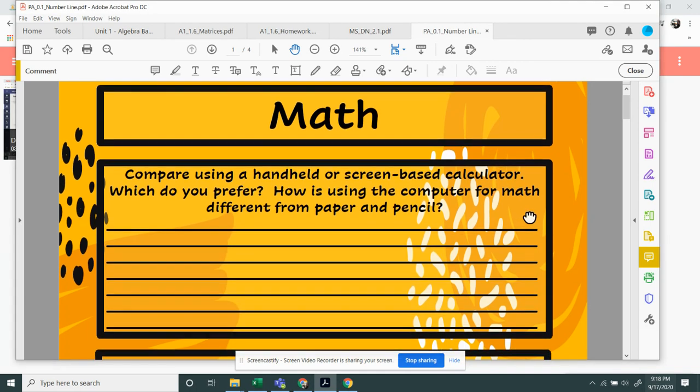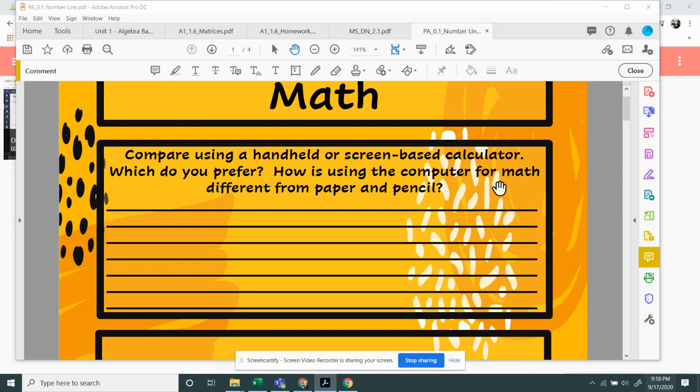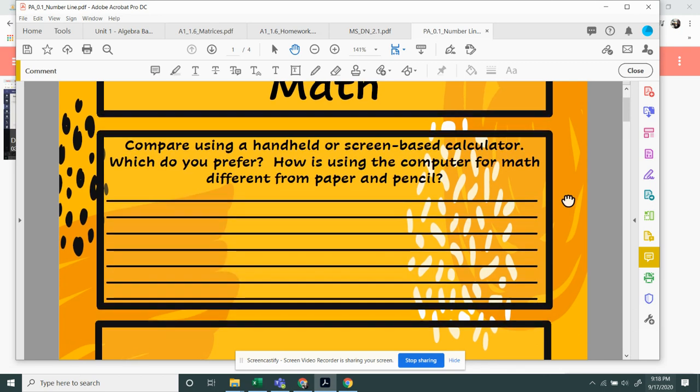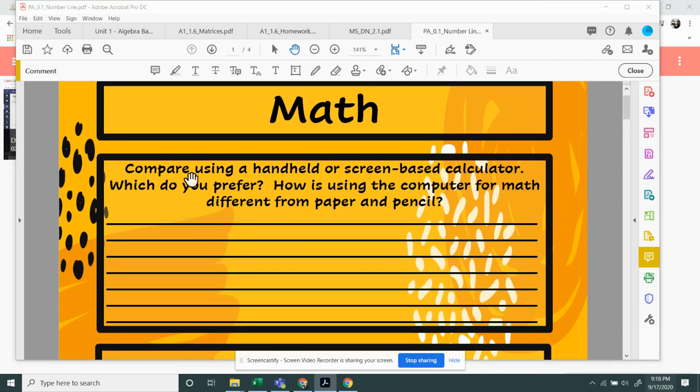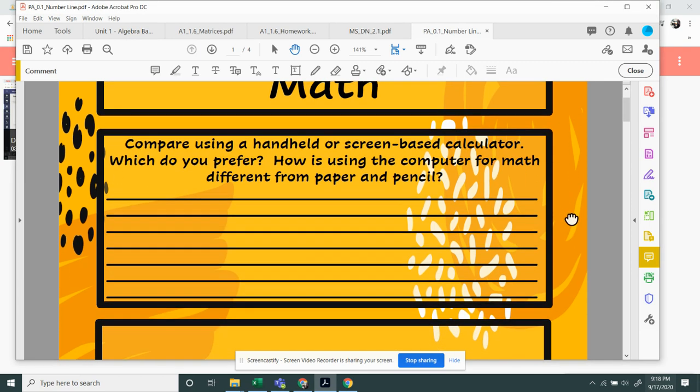First, we have our do now, and for our do now, we're asked to compare using a handheld or screen-based calculator. Which do we prefer, and how is using the computer for math different from pencil and paper? And that has been a challenge for us so far this year, and we need a bit of practice to overcome this. But I want you to reflect thoughtfully on how learning math has changed for you. Some of you might like it better on the computer, so we want to hear from you.